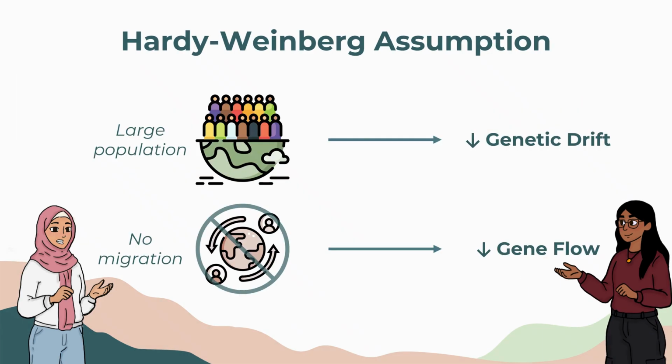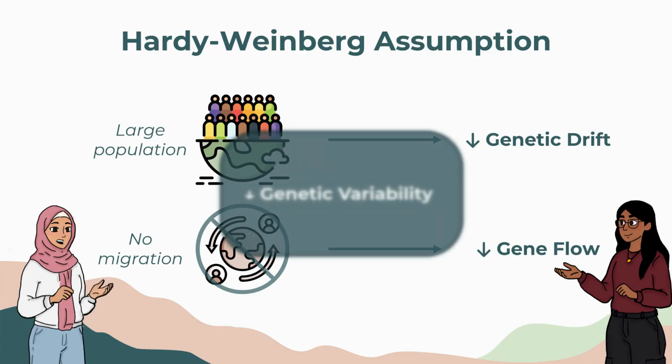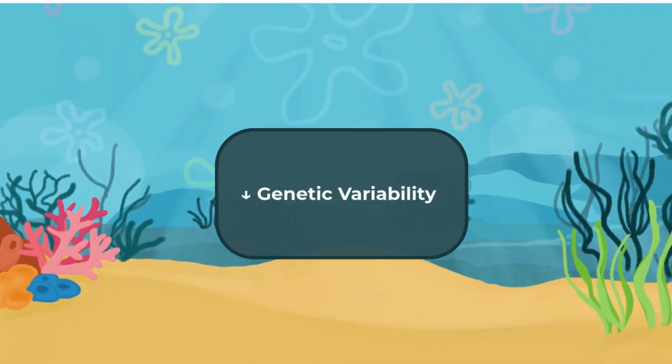A main example is the founder effect, and that happens when a small group of a larger population gets isolated, forming a new population. Because they carry a fraction of the original diversity, there's a reduction in genetic variability.